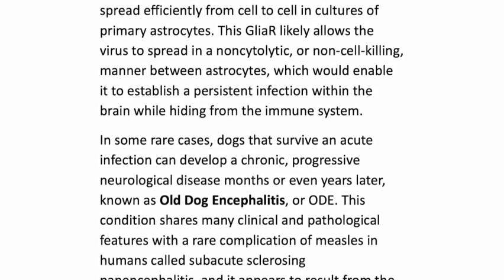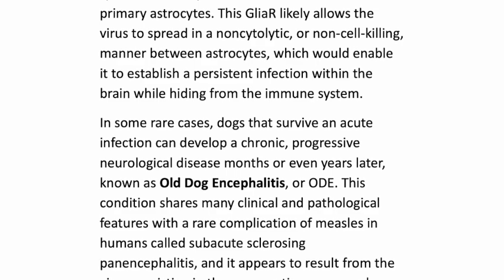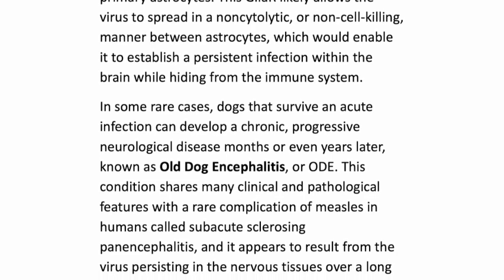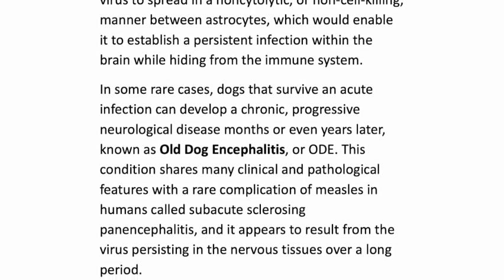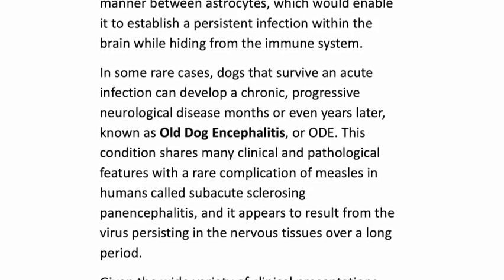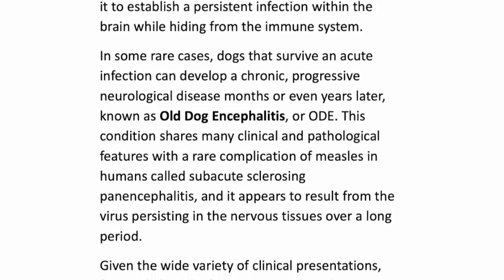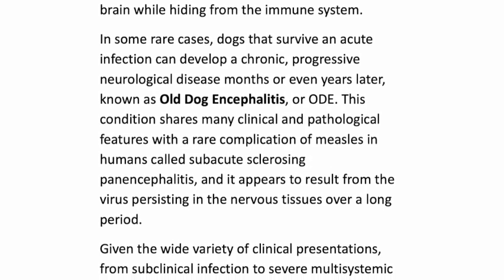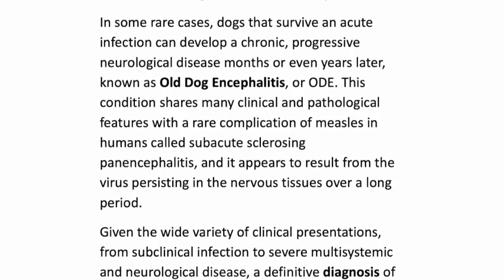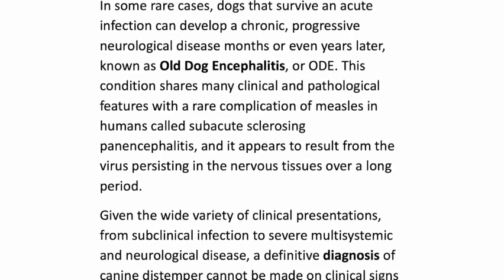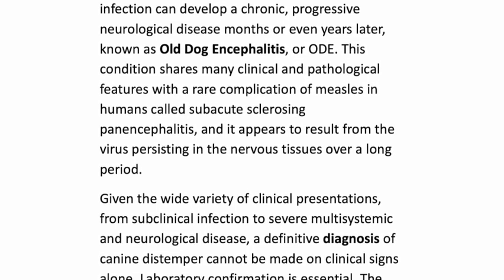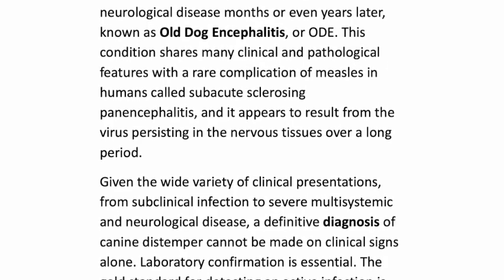In some rare cases, dogs that survive an acute infection can develop a chronic, progressive neurological disease months or even years later, known as old dog encephalitis, or ODE. This condition shares many clinical and pathological features with a rare complication of measles in humans called subacute sclerosing panencephalitis, and it appears to result from the virus persisting in the nervous tissues over a long period.